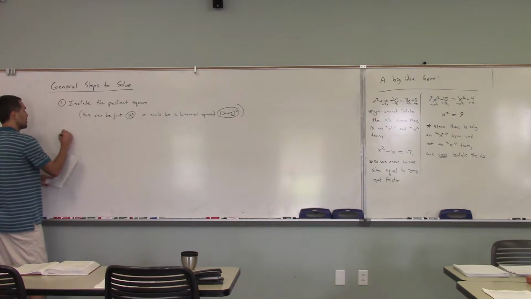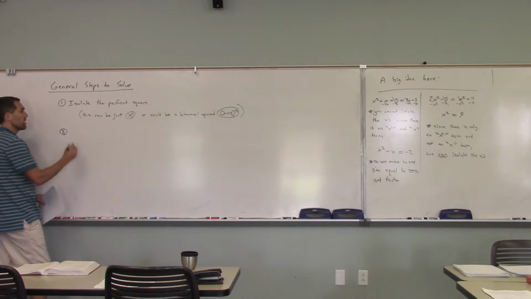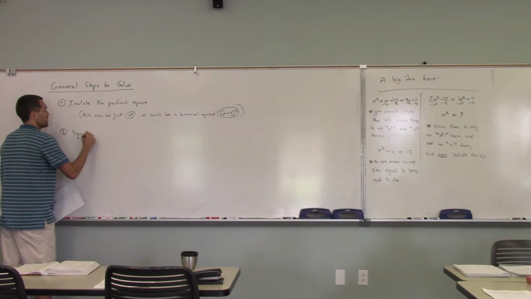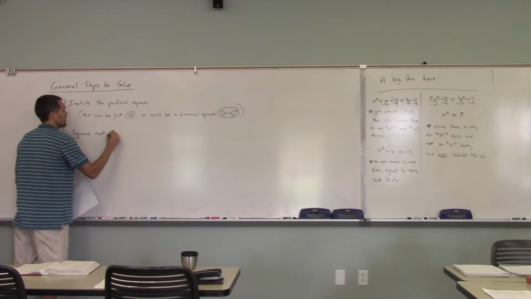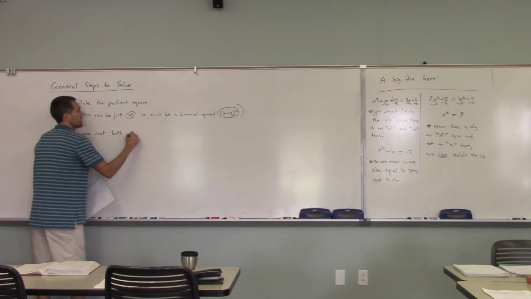Okay. Step 2 is, once you get the perfect square all by itself, square root both sides of the equation.